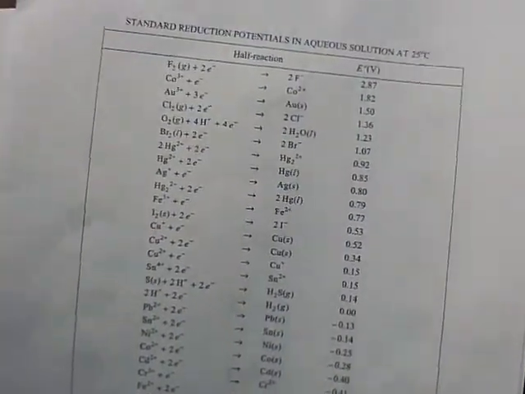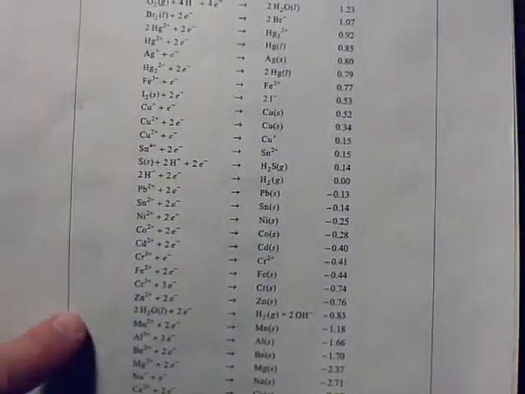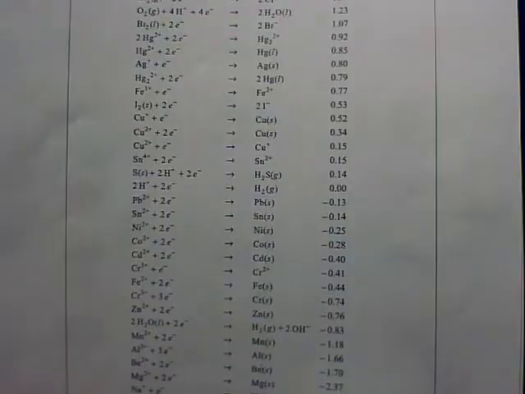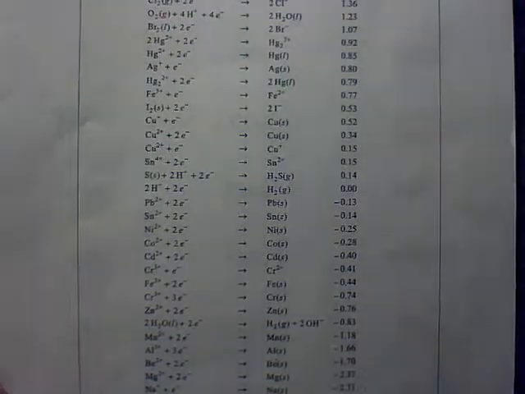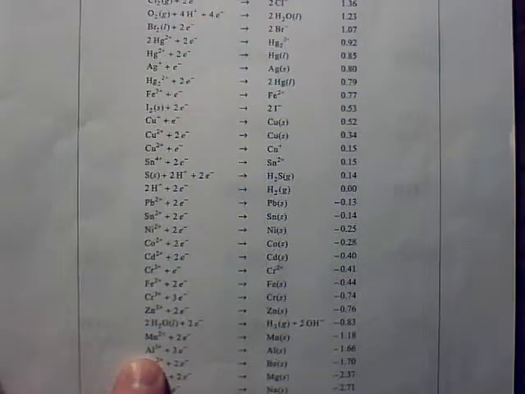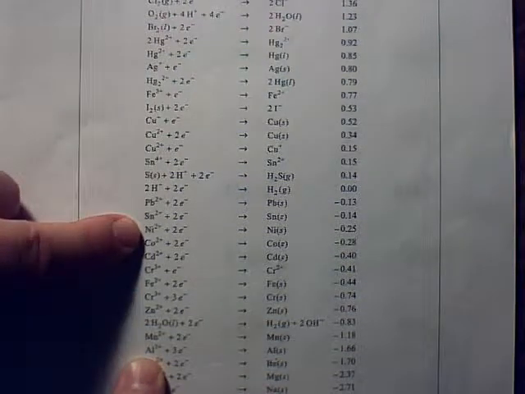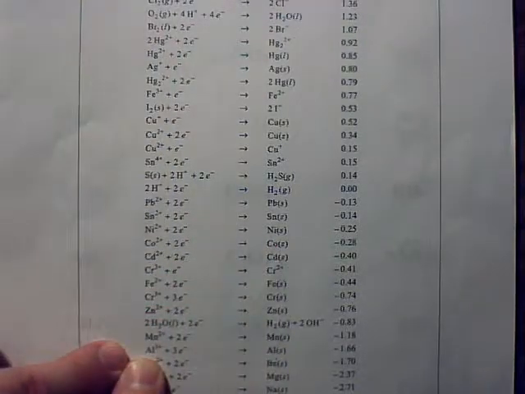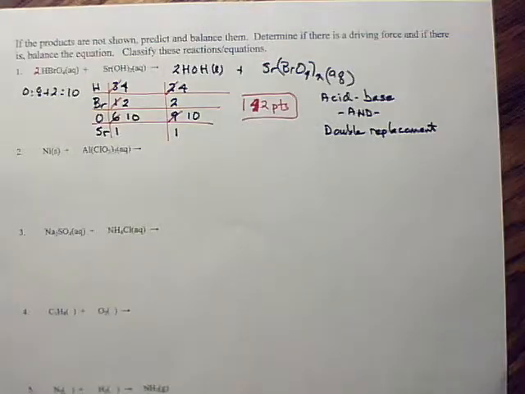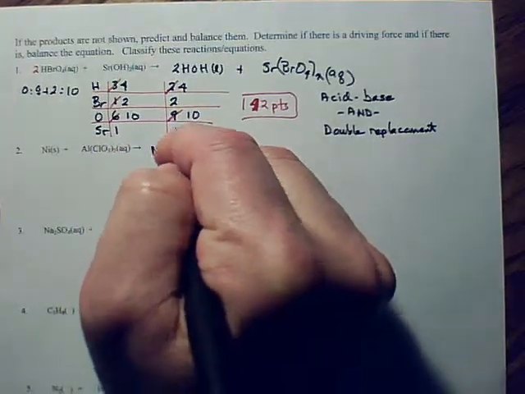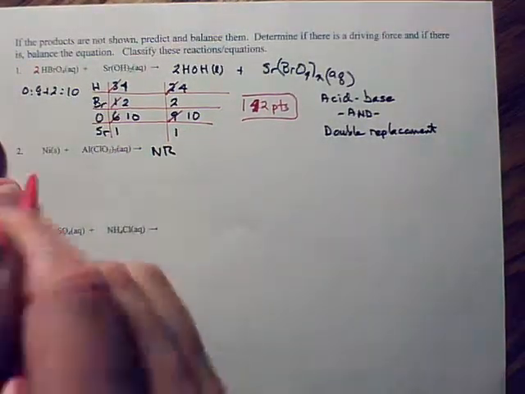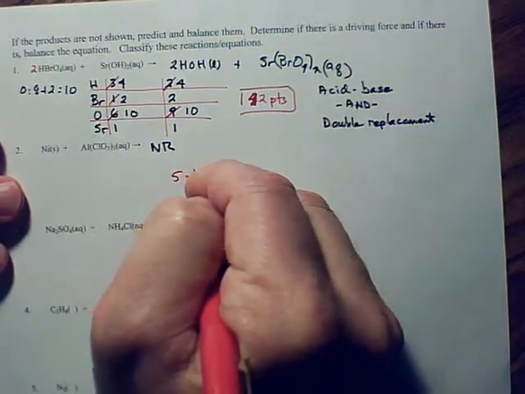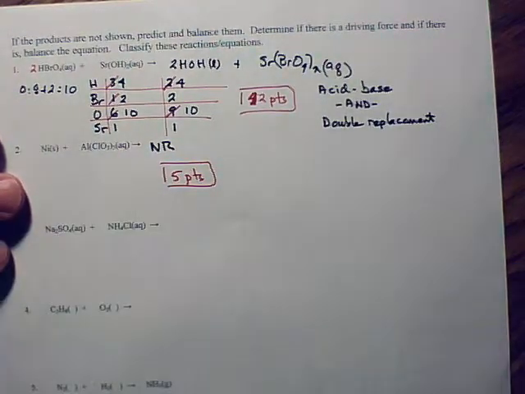Okay, so in this class, you're using standard reduction potentials, and all you're doing is looking for whether nickel is lower than aluminum. If the nickel is lower, the reaction occurs. If nickel is not, it doesn't. Well, there's aluminum there, and nickel's up here. So nickel is not lower. The nickel metal must be lower than the aluminum ion in order for reaction to occur. So this is a real simple answer, just simply no reaction, and that's worth 5 points. Okay?